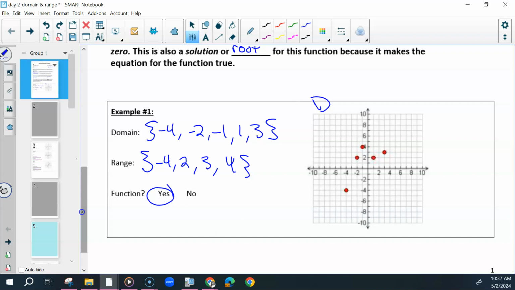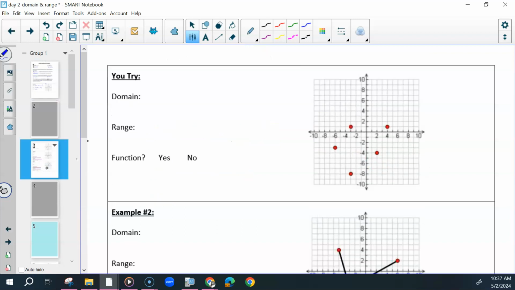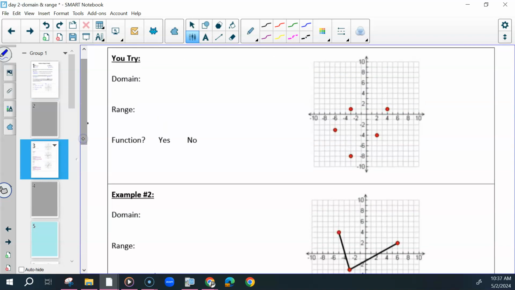Go on to the next one. So then let's do the same thing for this one. What would the domain of, sorry, is this discrete or continuous? Yes. What would the domain of this be?